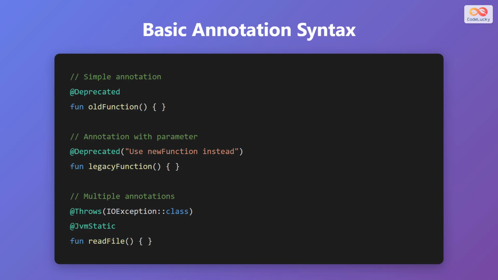Let's look at the basic syntax for using annotations. The simplest form is just the @ symbol followed by the annotation name, like @deprecated. You can also add parameters to annotations by placing them in parentheses. For example, @deprecated with a message saying, "Use new function instead." When you need to apply multiple annotations to the same element, you simply place them on separate lines before the declaration. Here we have @throws with IOException class and @JvmStatic applied to a function. This flexibility makes annotations very versatile for different use cases.